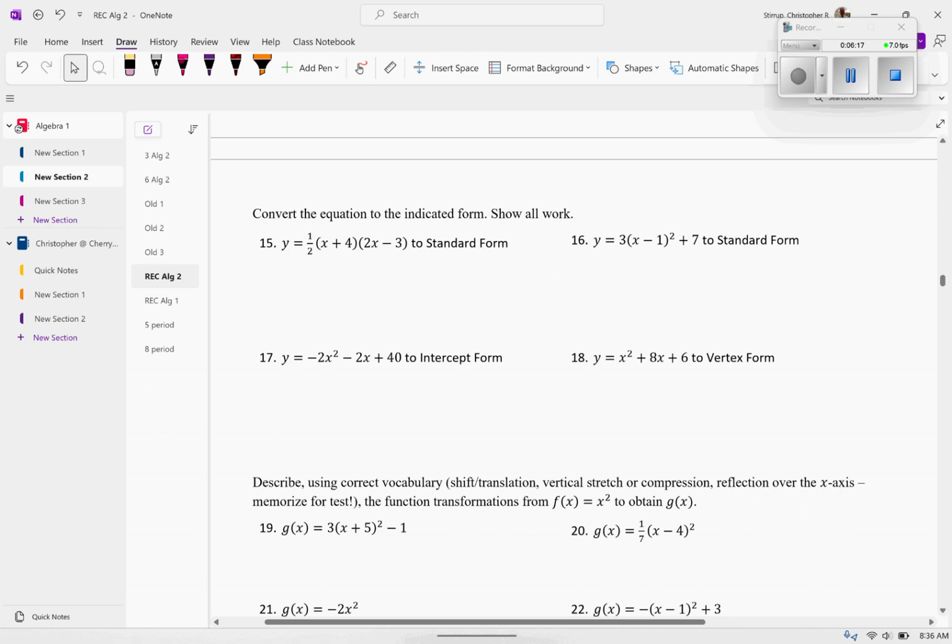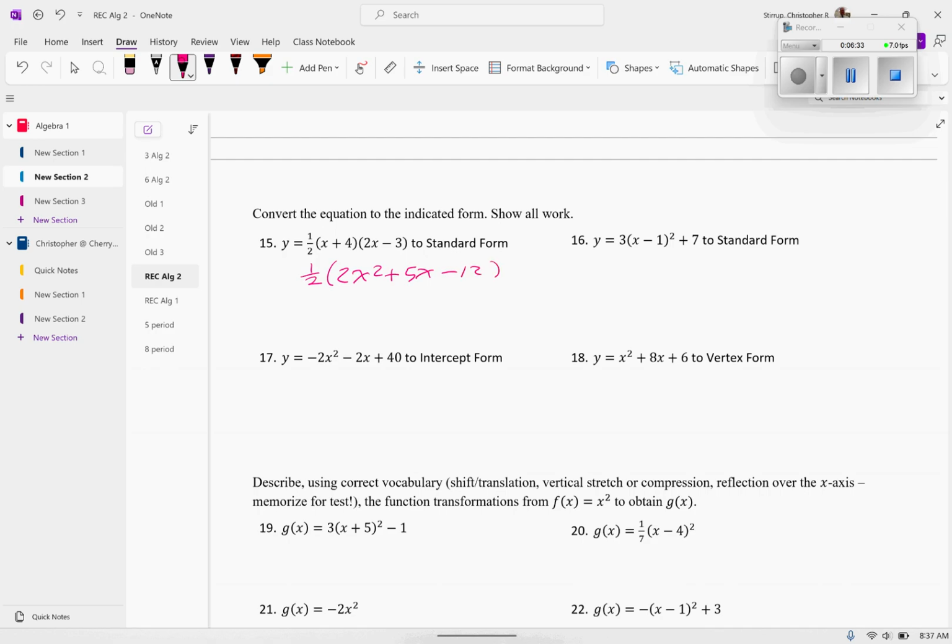All right, we want to go ahead and put this back into standard form. So I'm going to FOIL this. And I have that 1/2 out front, so I'm going to have 2x squared minus 3x plus 8x is plus 5x minus 12. Multiply everything by half, so I'm going to get x squared plus 5 over 2x minus 6. That's now in standard form.